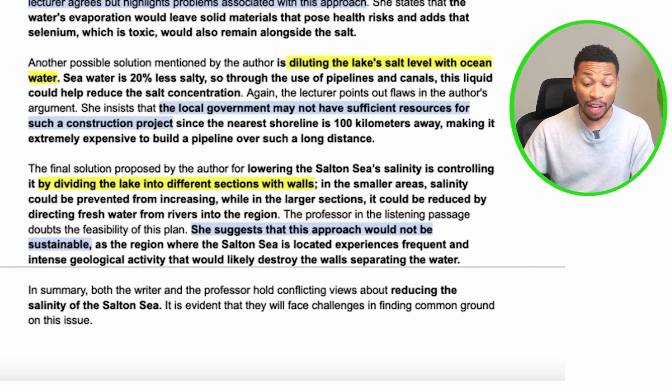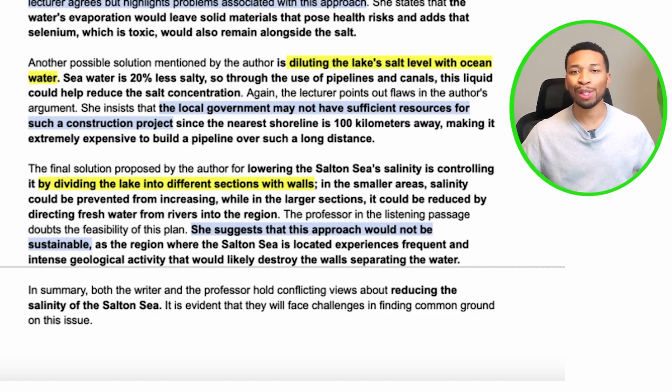Now the professor? The professor in the listening passage doubts the feasibility of this plan. She suggests that this approach would not be sustainable, as the region where the Salton Sea is located experiences frequent and intense geological activity that would likely destroy the walls separating the water. And again, remember, geological activity are earthquakes.